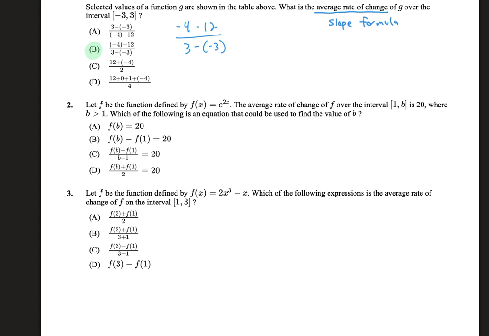So according to this sentence, the average rate of change of f over the interval from 1 to b, just that on its own, is f of b minus f of 1 over b minus 1. And then it says it is 20, so equals 20. All right, and that's it. So that'd be C.